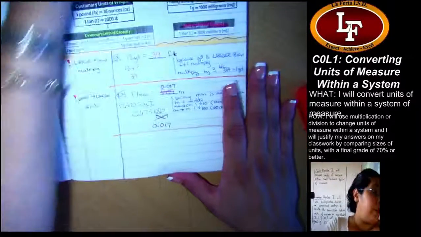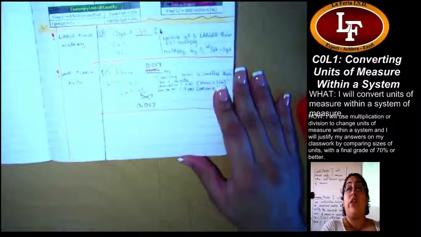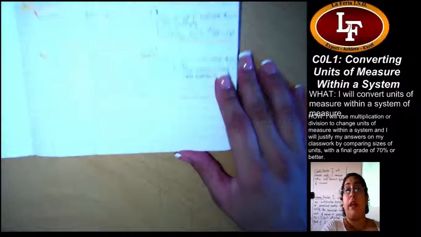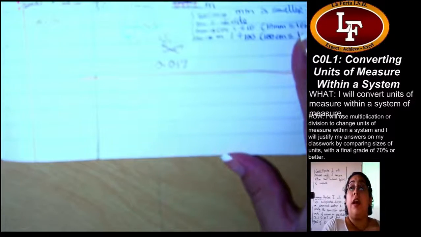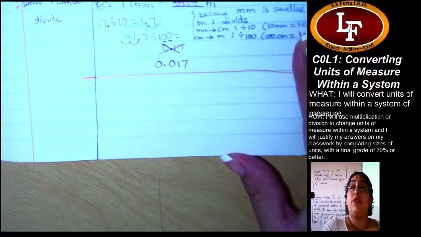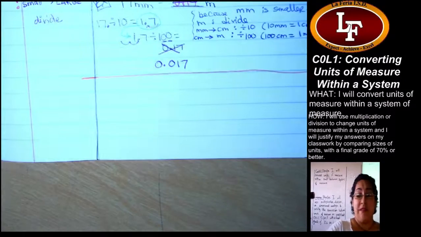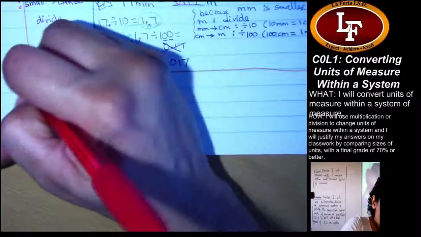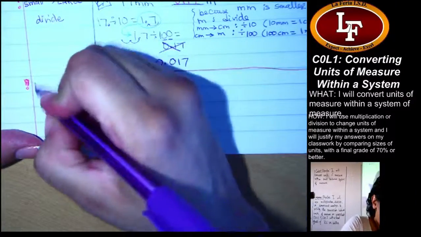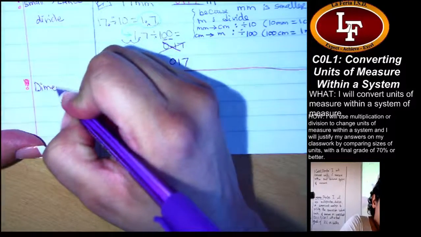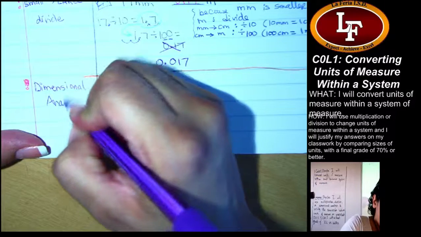All right, so we're going to finish up yesterday. Yesterday we left off by talking about how to convert large to small, and then how to convert small to large. And now I want to show you a technique that's going to work no matter what you have. Okay? This particular hot tip is called dimensional analysis.